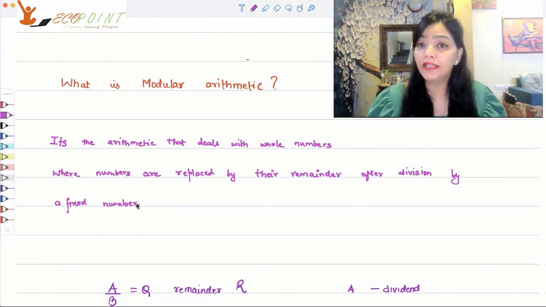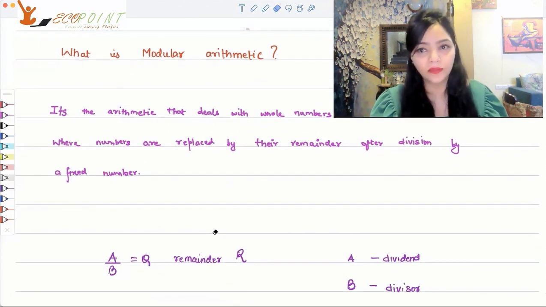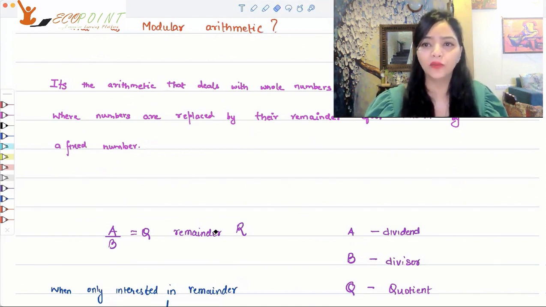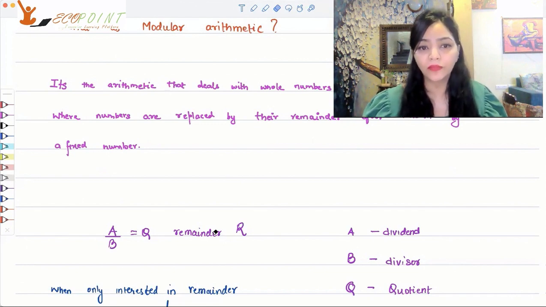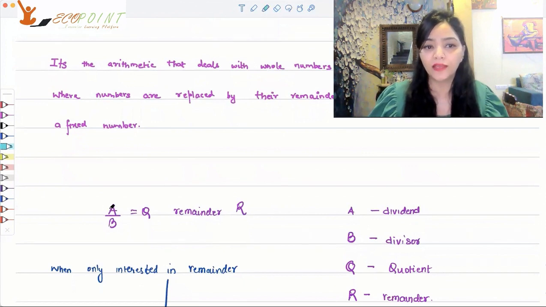It's the arithmetic that deals with whole numbers where numbers are replaced by their remainder after division by a fixed number. In order to understand modular arithmetic, or modulo, mod, it is important to understand the concept of divisibility. If you have two numbers a and b, and a is divided by b, you can have a quotient q along with a remainder, say r. a is your dividend, b is the divisor, q is the quotient, and r stands for the remainder in the terminology I am providing here.